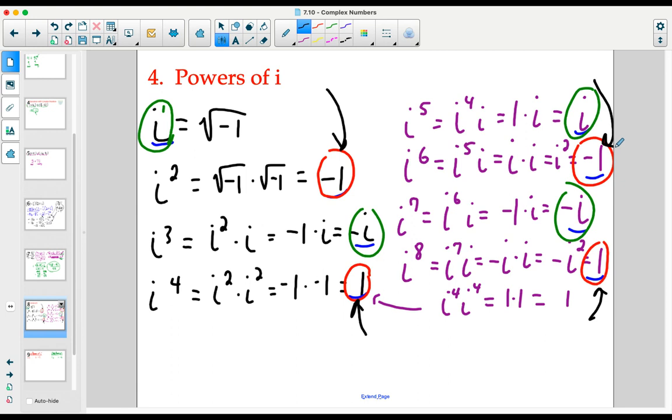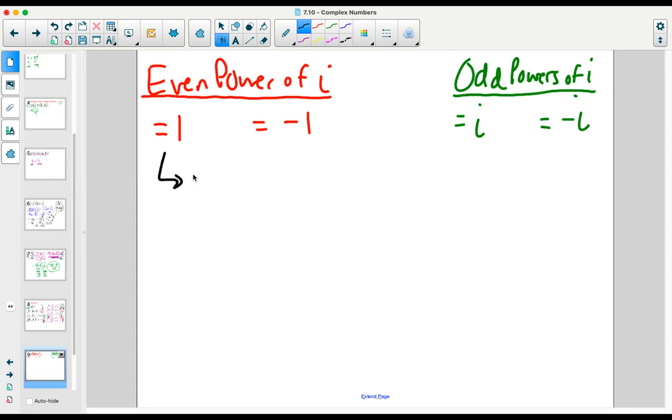It might not be a bad idea to pause the video right now and give some consideration to when did I get 1s and when did I get -1s. Well, if you thought about it, you're getting the 1s at the ends of these groups of 4. So what is happening at the ends of these groups of 4? Well, this is a 4, this is the 8, the next one would be a 12, and then a 16. I think it's fair to say then that we're getting the results of 1 when we have a power that is a multiple of 4.